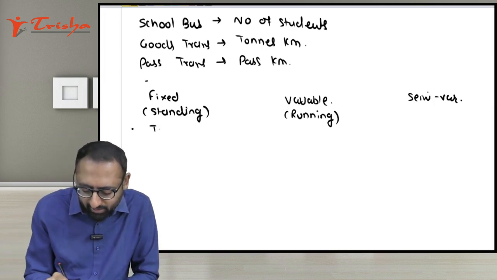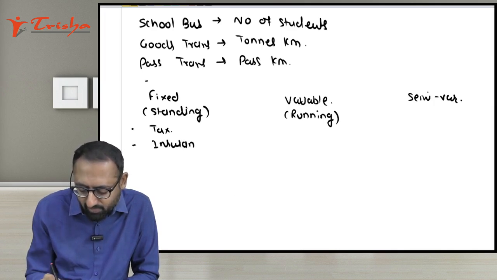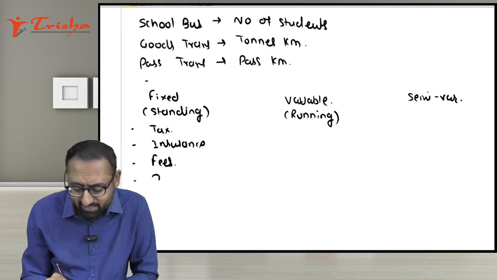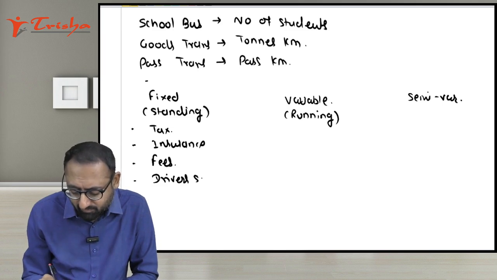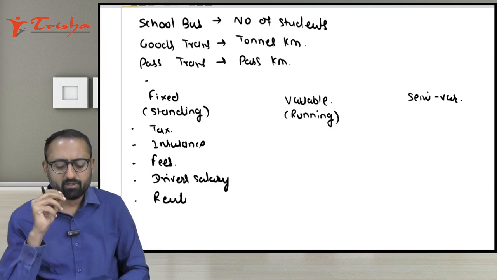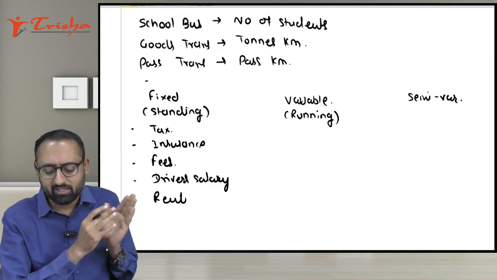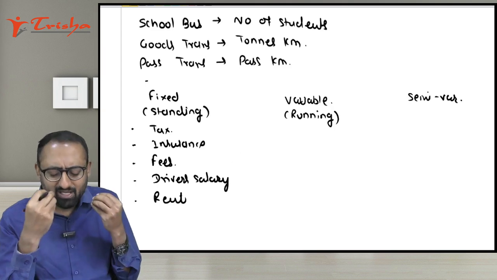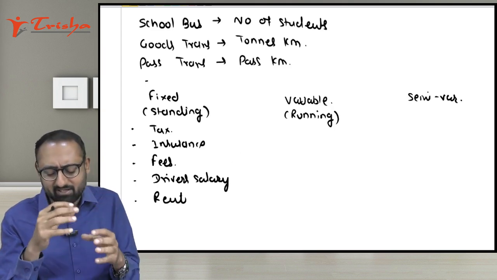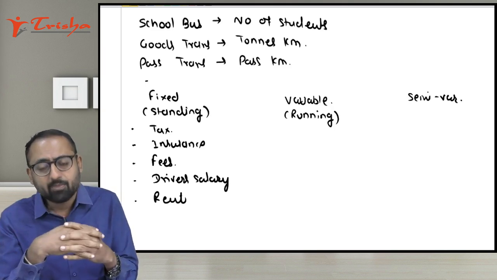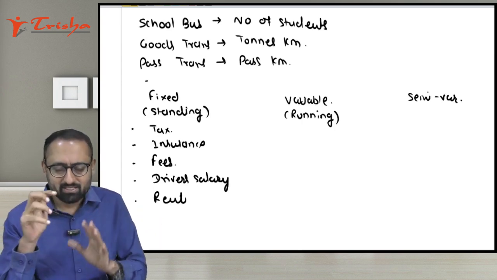Now let's take examples of the fixed expenses. That is road tax, insurance, any fees payable to the government, driver salary, garage rent, and so on. Depreciation: if depreciation is dependent on a time basis, then you are going to consider it in the standing charges. So cleaner salary, conductor salary, driver salary, taxes, insurance, fees payable to the government, license fees, etc. These are all your standing charges, fixed expenses.